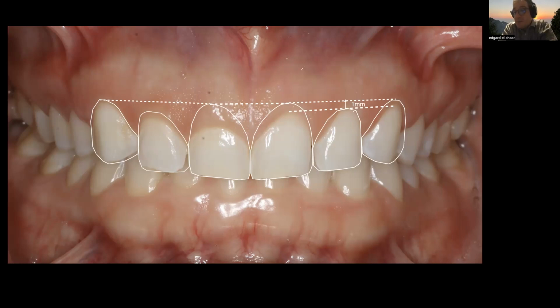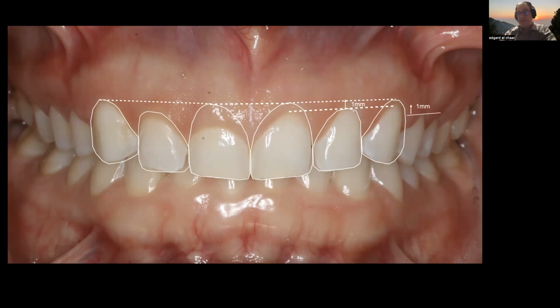Now, in this patient in particular, her smile line is a little bit more contained, meaning she doesn't have corridors. When she smiles, she doesn't show a lot of teeth on the back. But nevertheless, when you're doing something like this, let's do it the right way. And there is also a norm for the premolars.